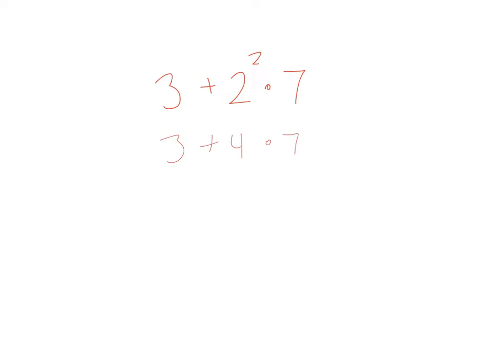Well, so go back to the beginning. Any grouping symbols? No. Any exponents? No. No, all gone. So MD, multiply, divide. Any multiplication or division? Yes, there is right there. We got to do that first. So that's 3 plus, well, what's 4 times 7?